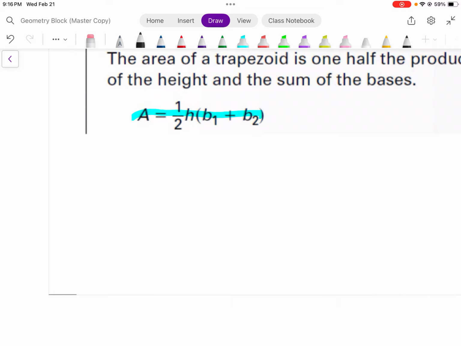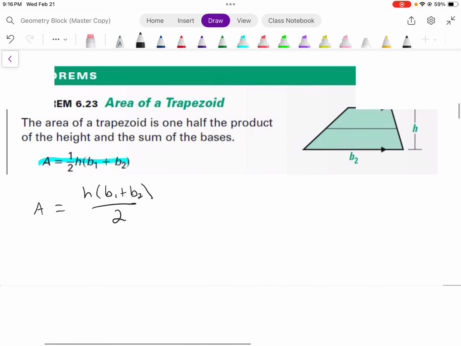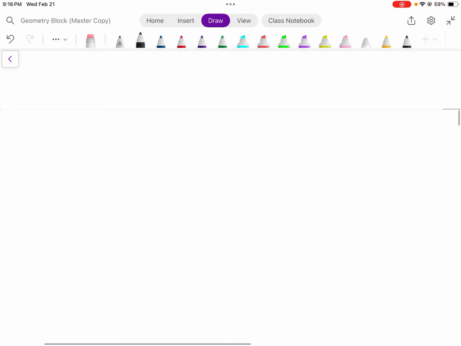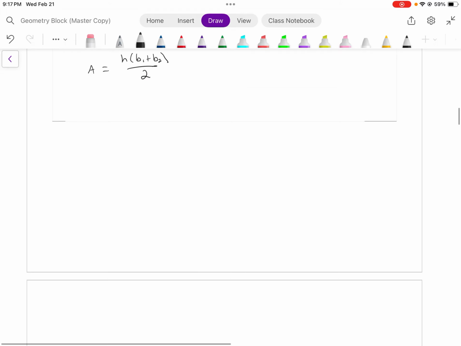Now, that is saying 1/2 times the height times the sum of base 1 and base 2. The other way you can think about it is height times the sum of base 1 and base 2 divided by 2. Dividing by 2 and multiplying by 1/2 are the same exact thing. So that's the formula we're going to be using for trapezoids. And let's go ahead and give one a try.